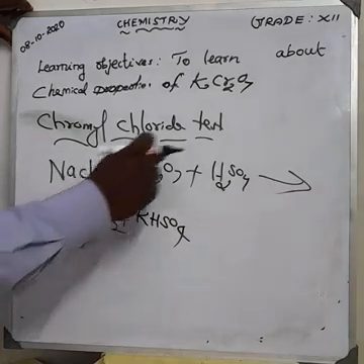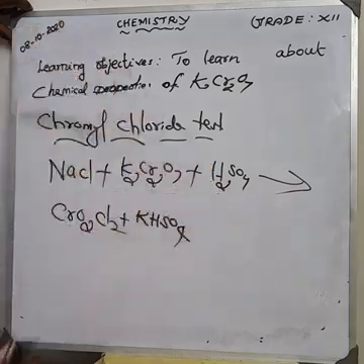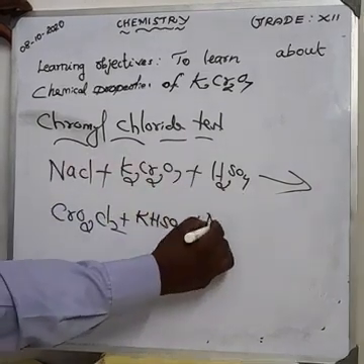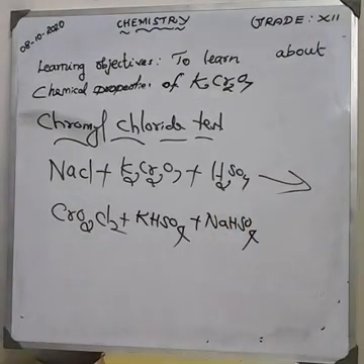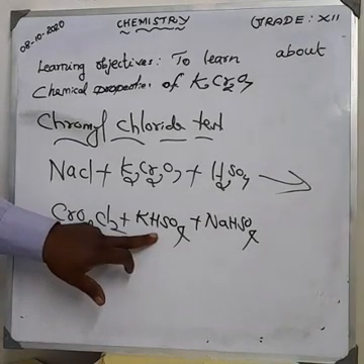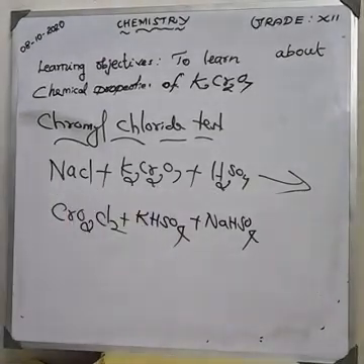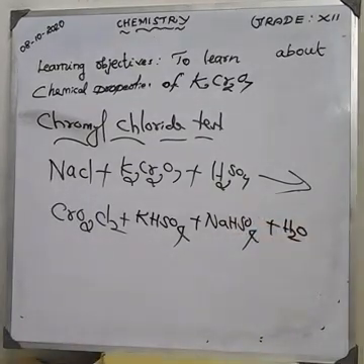This potassium combines with bisulfate. Bisulfate means HSO4. We get potassium bisulfate, and the sodium combines with bisulfate to form NaHSO4, sodium bisulfate. And also there is hydrogen, so there must be water. We are adding water, so water is also obtained.